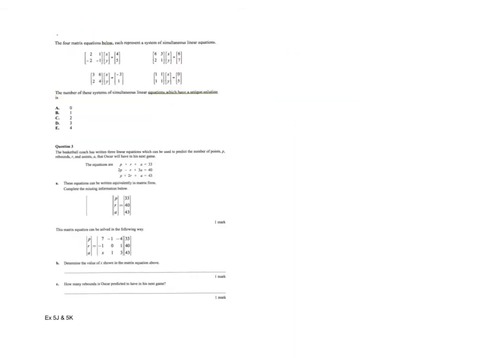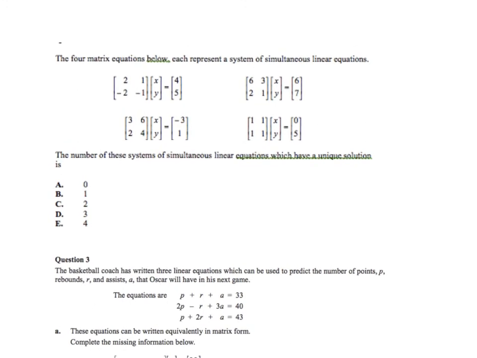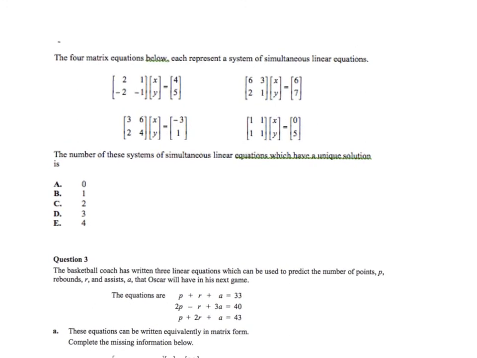Now let's do this one. I'm just going to zoom in a little bit. So the four matrix equations below each represent simultaneous equations, and you can see that they've set it up. The number of these equations which have a unique solution. When it says unique solution, that means they can be solved simultaneously.